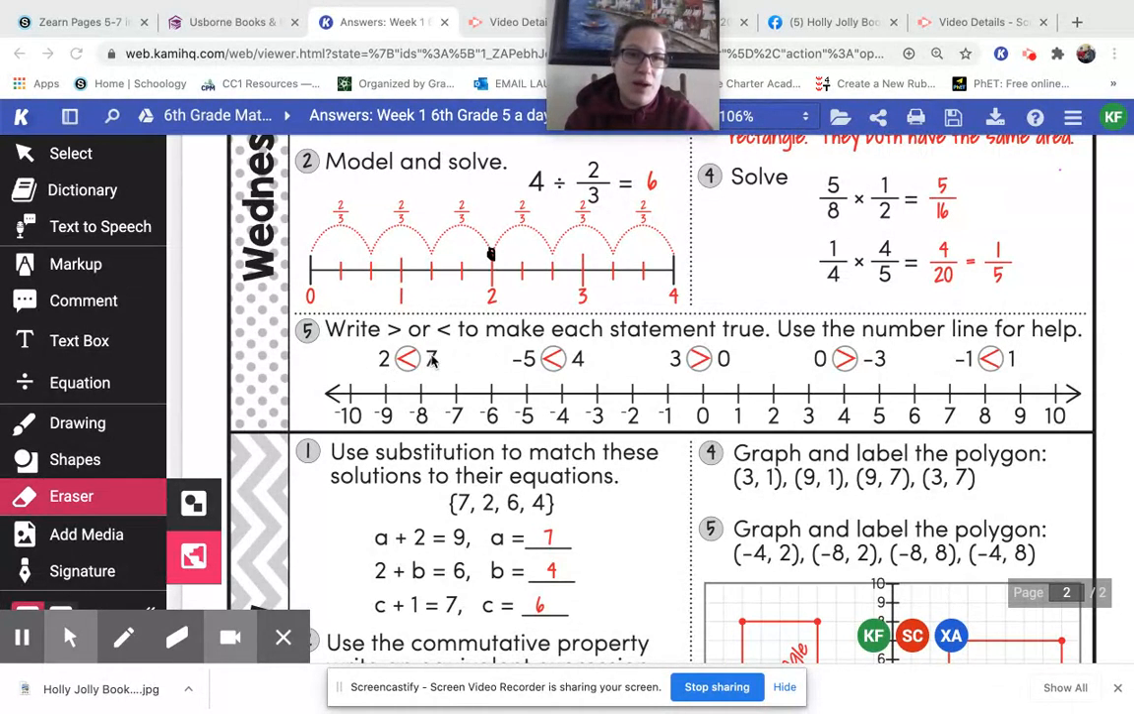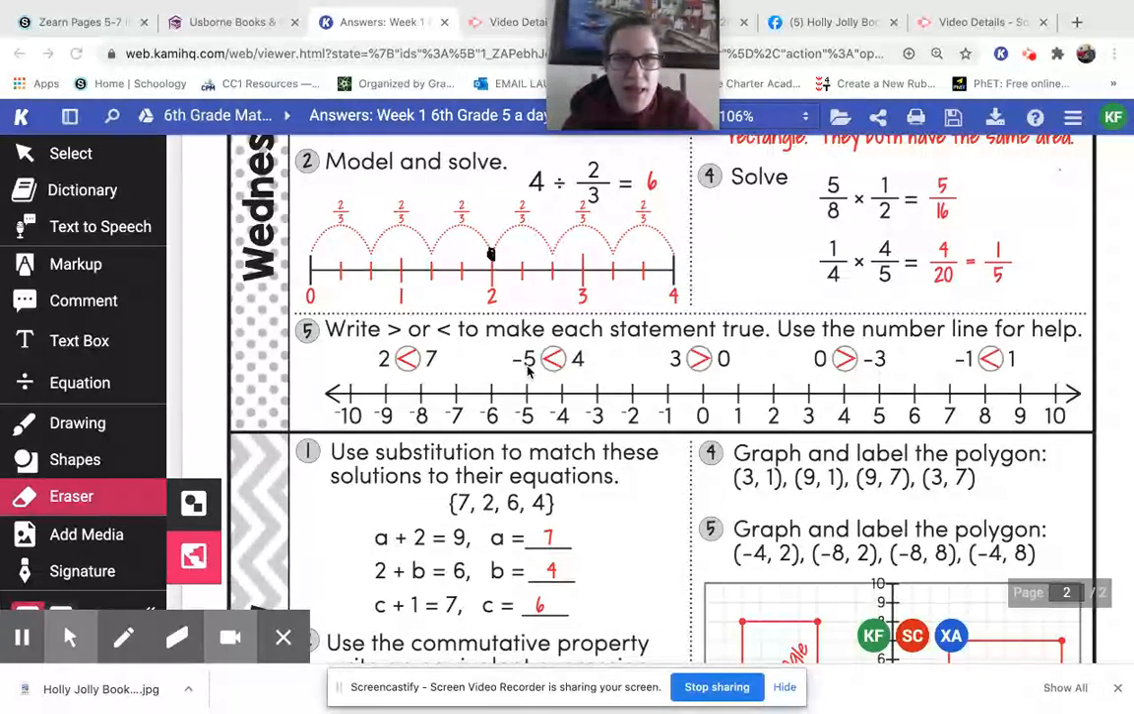So you are comparing 2 and 7. 2 is less than 7, so the alligator mouth eats the 7. Because if it's an alligator swimming in the sea, 2 fish over here, 7 over here, it's going for its best chances to get the most fish.